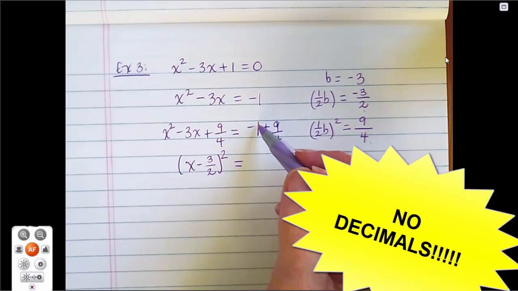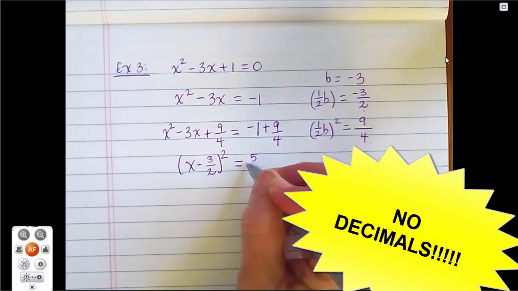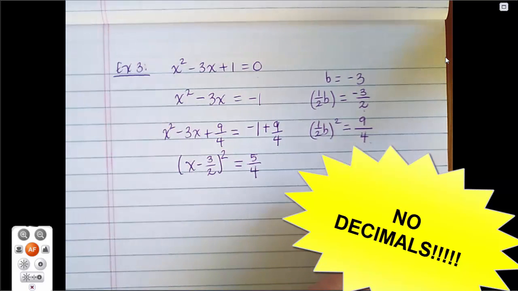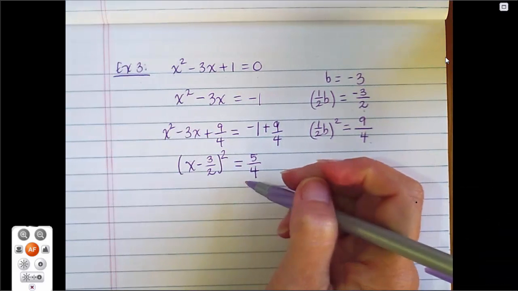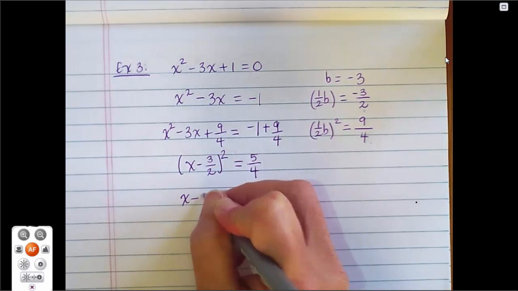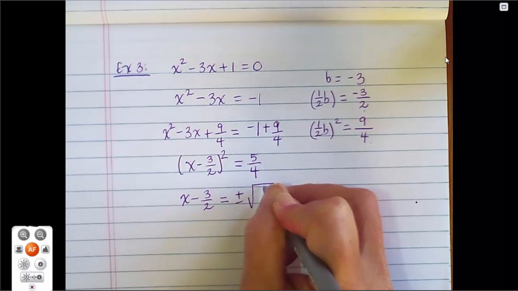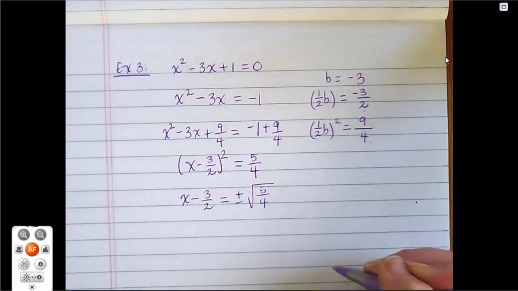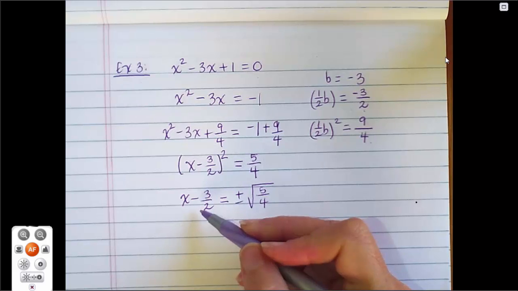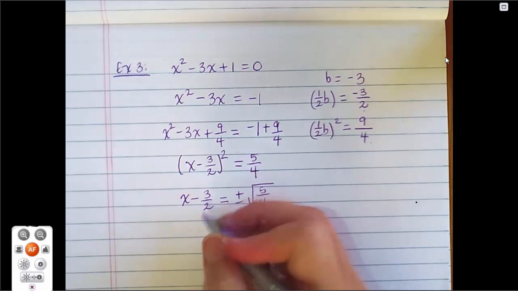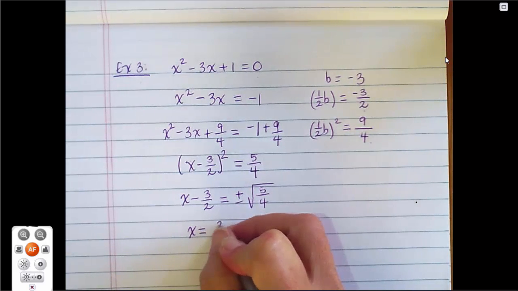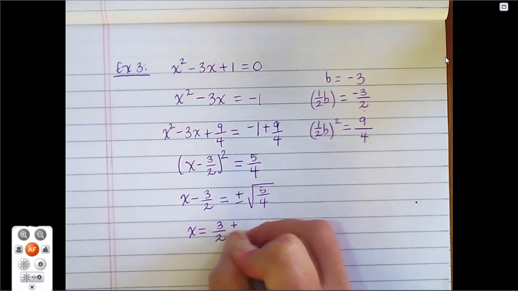Negative 1 is negative 4/4. Negative 4/4 plus 9/4 is 5/4. Of course, you may use your calculator for that if you need to. I solve as usual, undoing squaring by square rooting. So I have x minus 3/2 equals positive or negative square root of 5/4. To get x alone, I add 3/2 to both sides. So I have x equals 3/2 plus or minus.